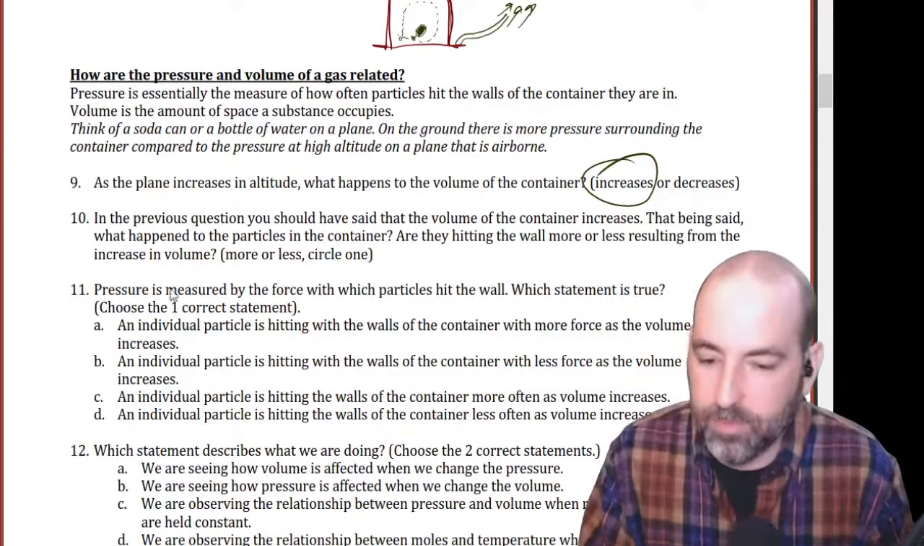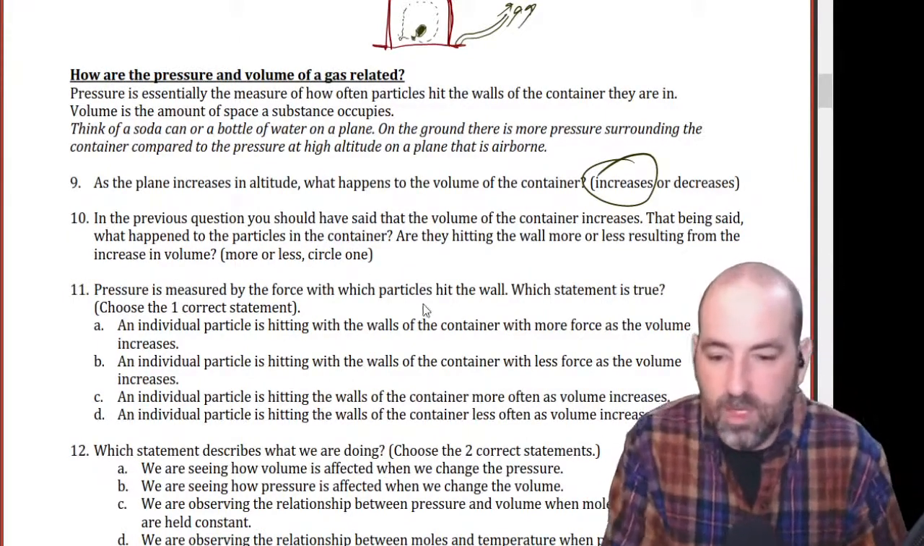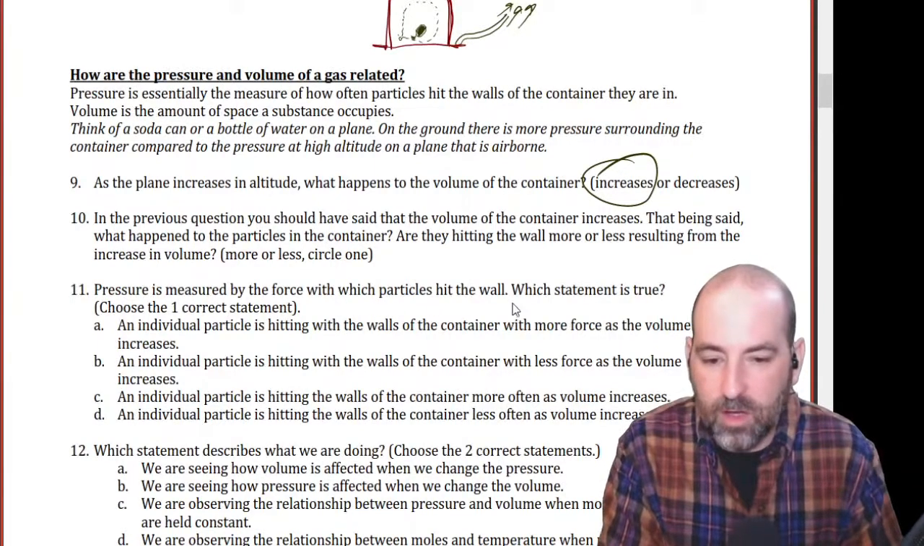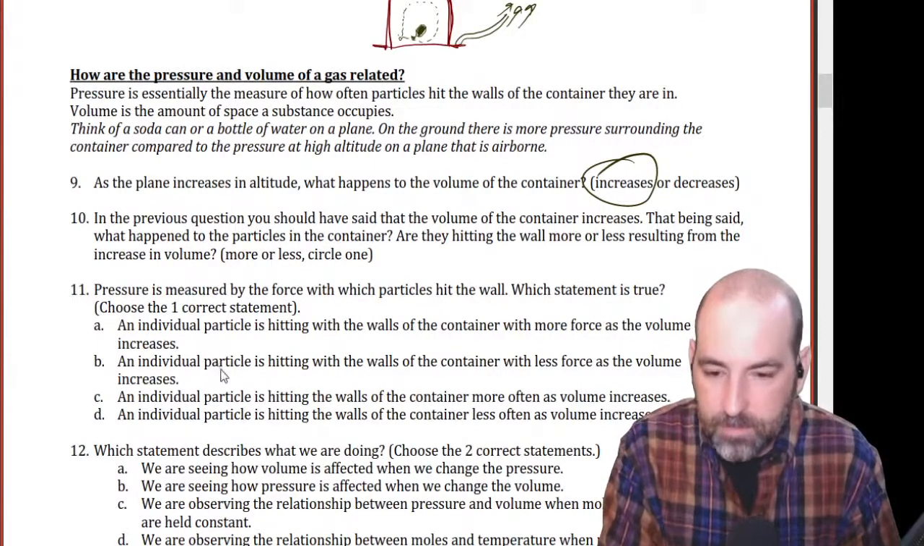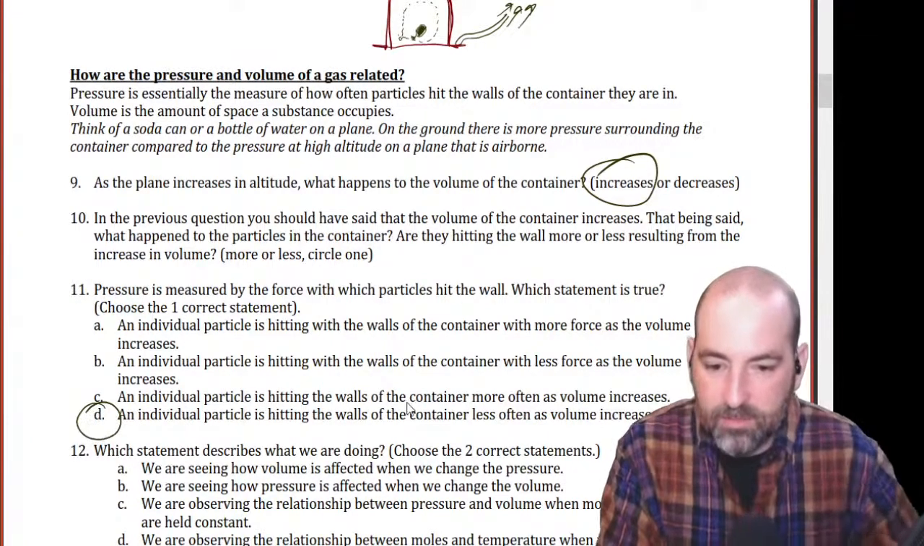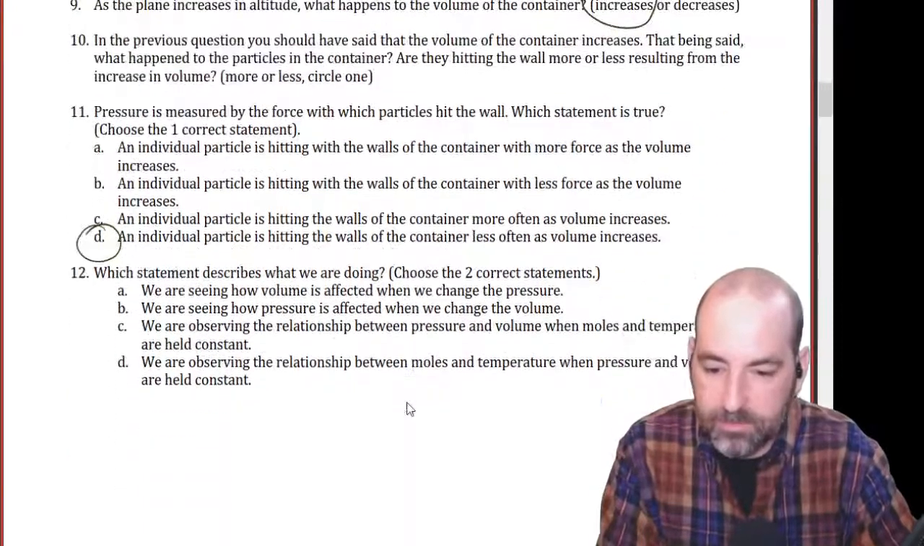With the second one here, pressure is measured by the force with which the particles hit the wall. Which statement is true? The particles are hitting the walls less often as the volume increases.